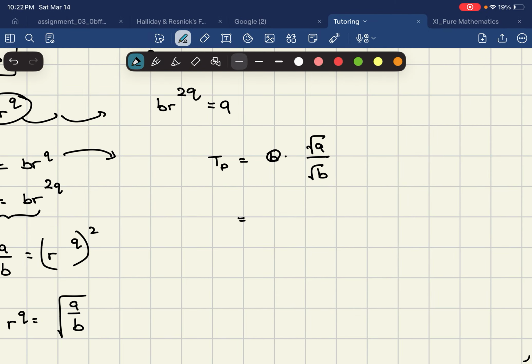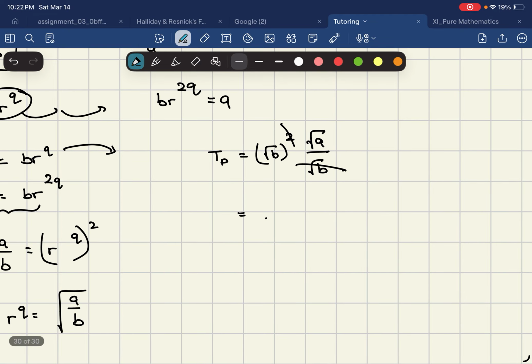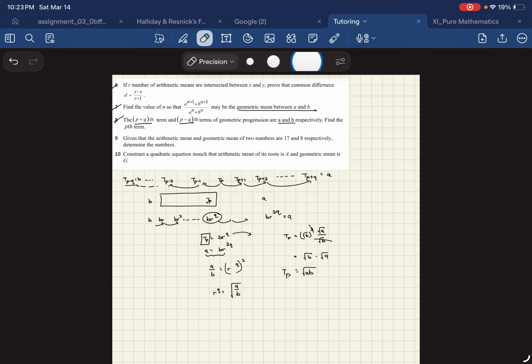And when I simplify, I know that b is just square root b squared. So one of these cancels out with one square root in the denominator. So I get square root of b times square root of a. And that just simplifies to square root of a times b. So that is the pth term. That is your value of TP. This is your final answer. All right.